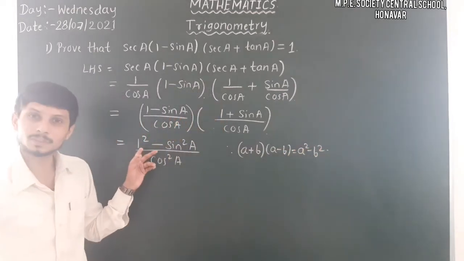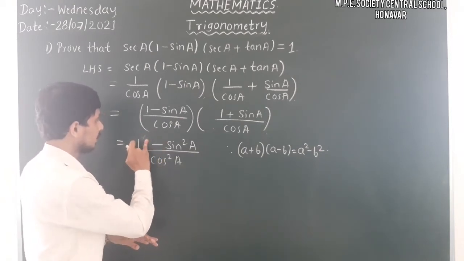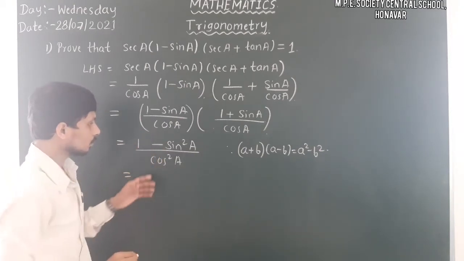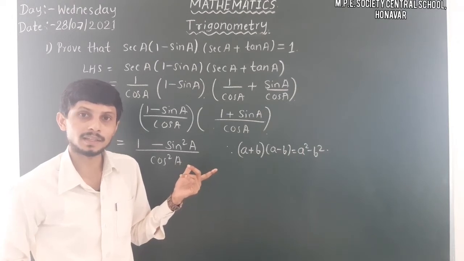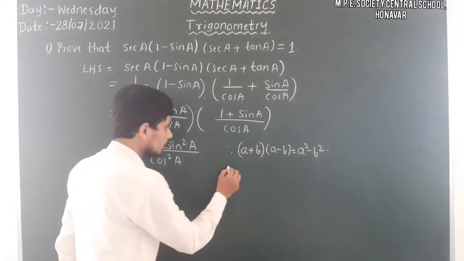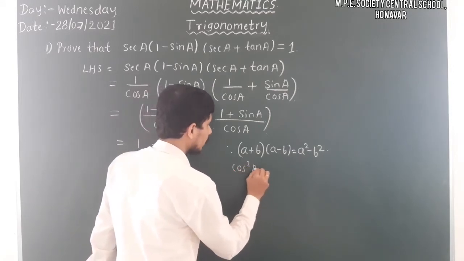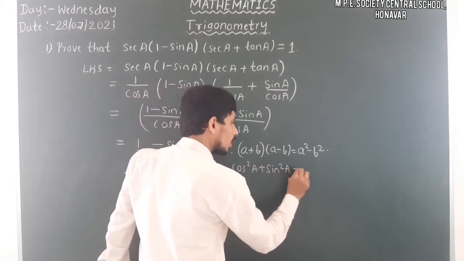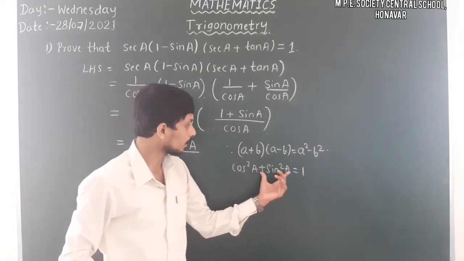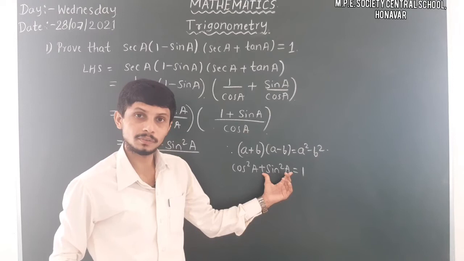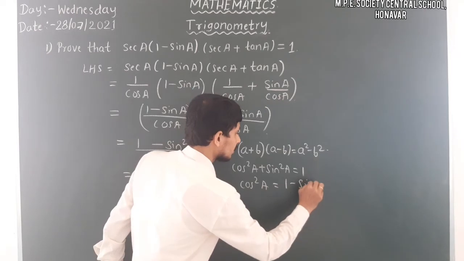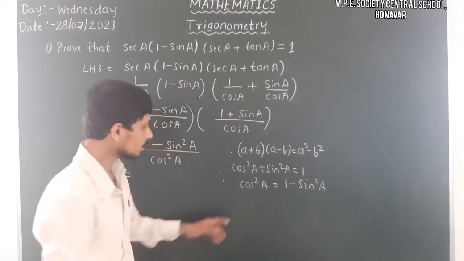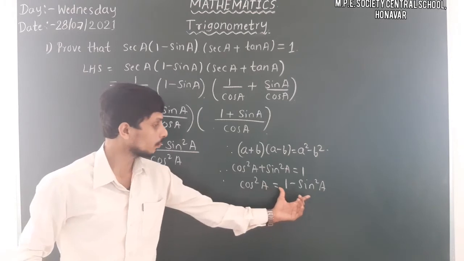So here already we know that 1 square is nothing but 1, so no need to write it. Here just observe, 1 minus sin square A we have. Actually, while expressing cos A in terms of sin A, what we got is cos square A plus sin square A is equal to 1. Then after transposing sin square A, cos square A is equal to 1 minus sin square A.